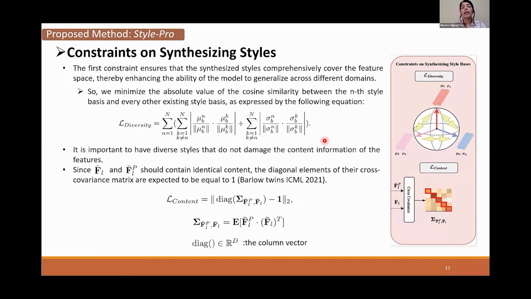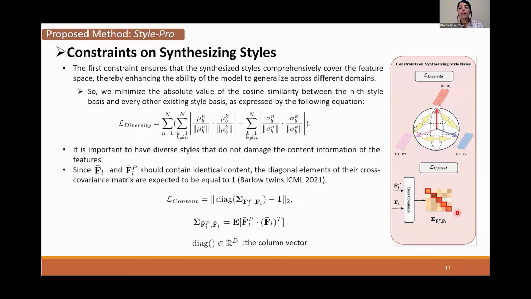So here we utilize two losses to learn these style bases. One of them is diversity loss. The other one is content loss. Diversity loss here means that we want to cover the whole hypersphere. It means that we want to learn styles that are not similar to each other. We want to cover more styles. So we try to minimize the cosine similarity between different learnable style bases.